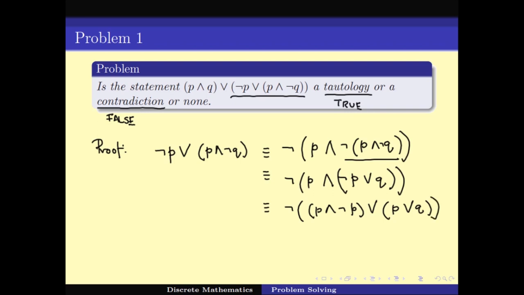Now let's see here, what is this one? P and not P. Remember that anything and false is false, right? So P and not P, if one of them is true, the other one has to be false. So this is of the form true and false. So this is of course false. And this expression is false or something. Now note that false or something is nothing but that thing itself. And hence this is same as P and Q.